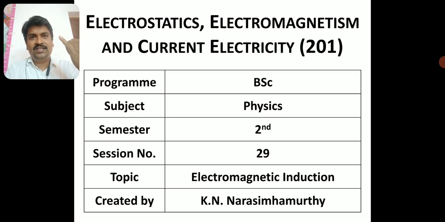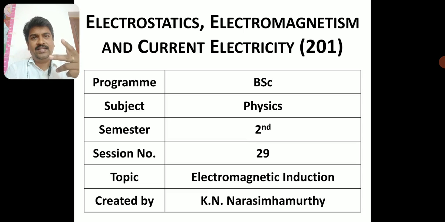Faraday's first law states that if there is a change in the magnetic flux linked with the coil, an EMF is induced in the coil. So this is what Faraday's first law is. Current keeps on inducing as long as there is a change in the magnetic flux. Once the change in the magnetic flux stops, the induced current also stops.